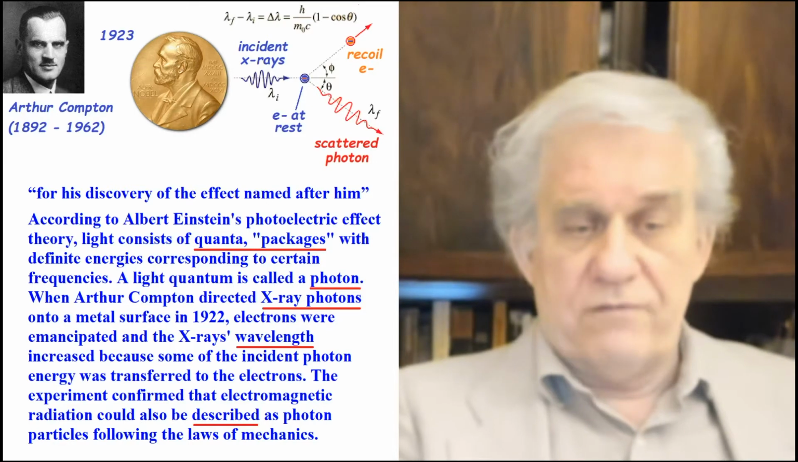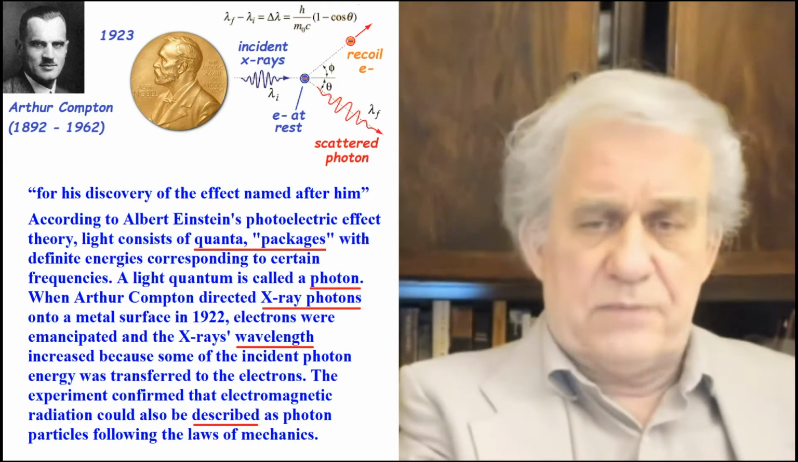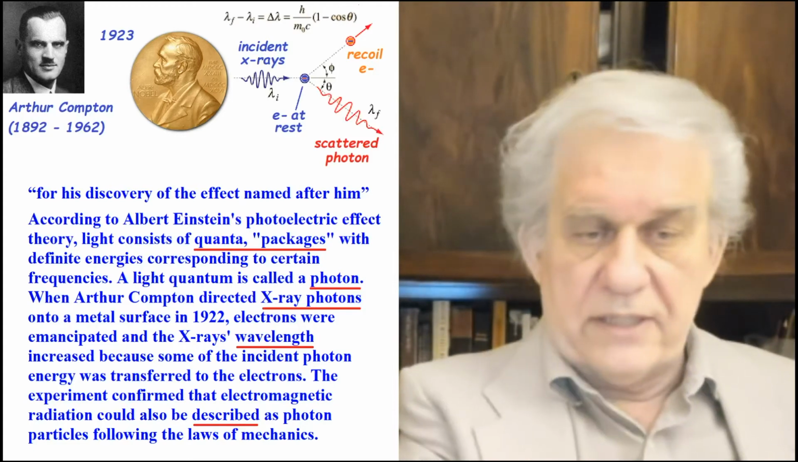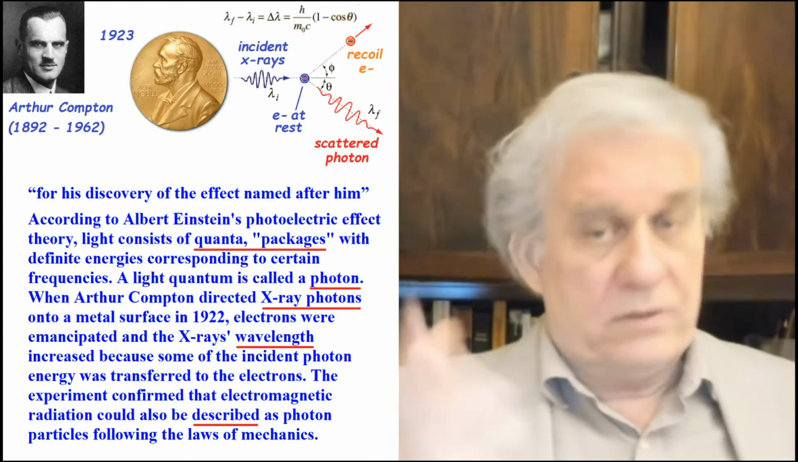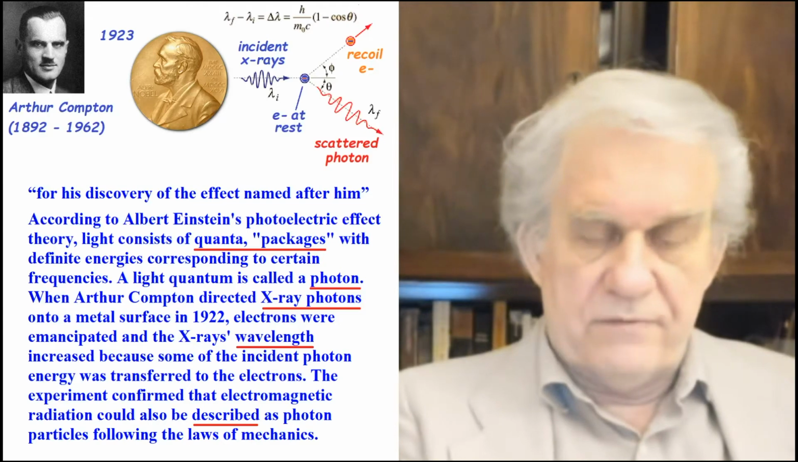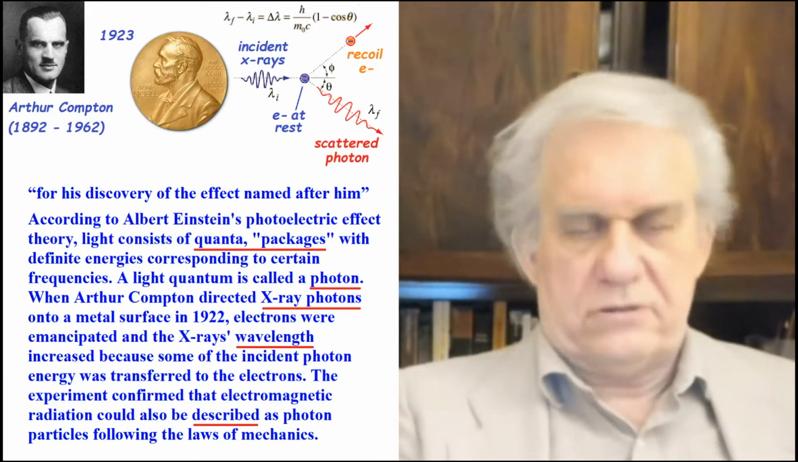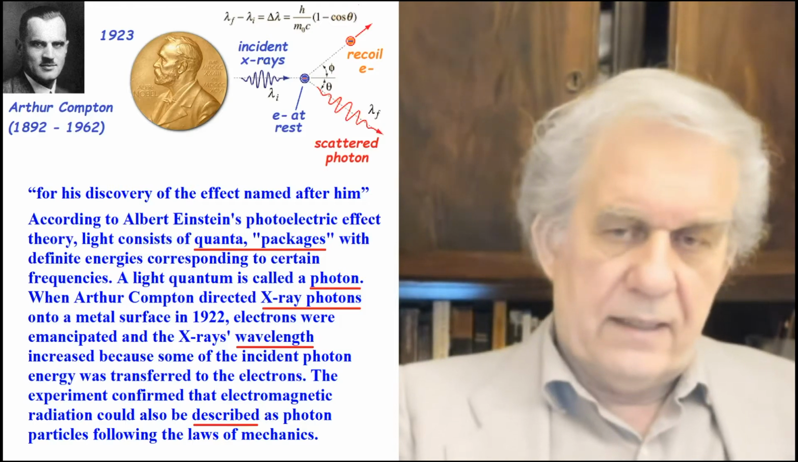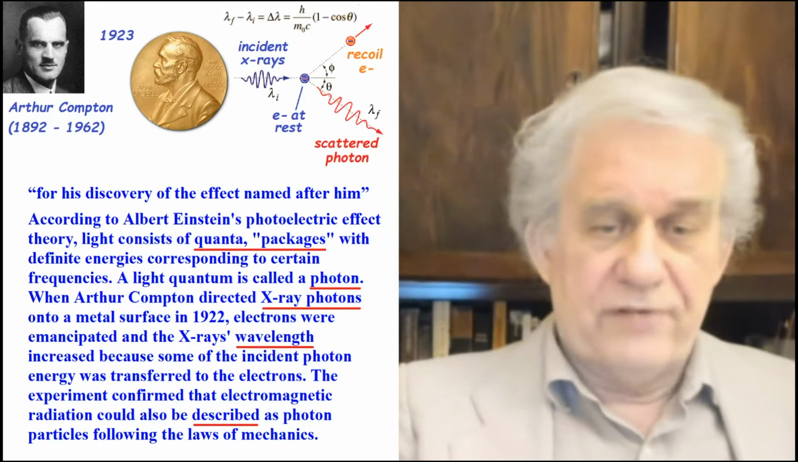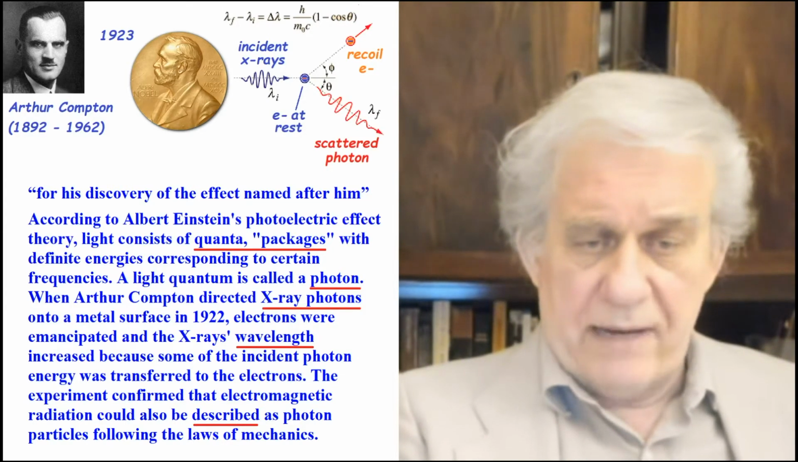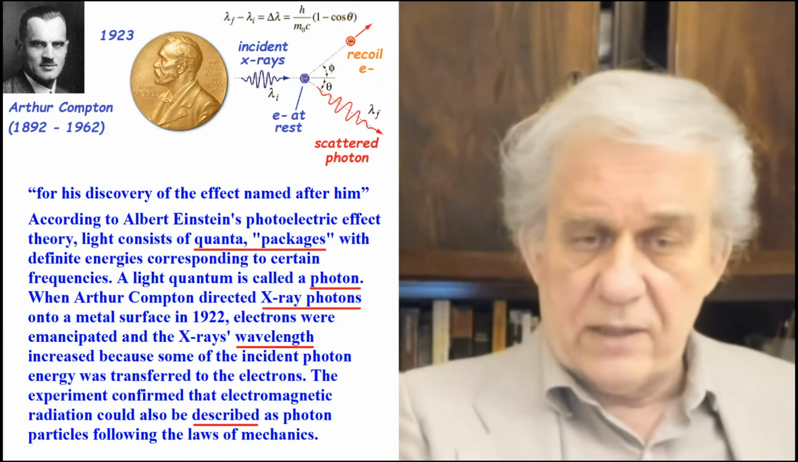Anyways, he explained it in terms of wavelength. What did he do? He didn't really explain it, he described it. It says there that the experiment confirmed, proved, they always confirm and prove, that electromagnetic radiation could also be described as photon particles. And he did it with wavelengths, so you figure it out. This is the problem with what's going on in quantum mechanics.